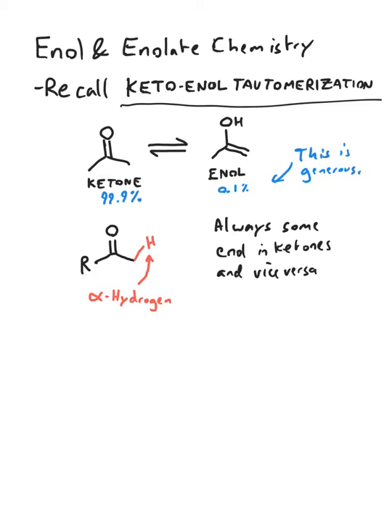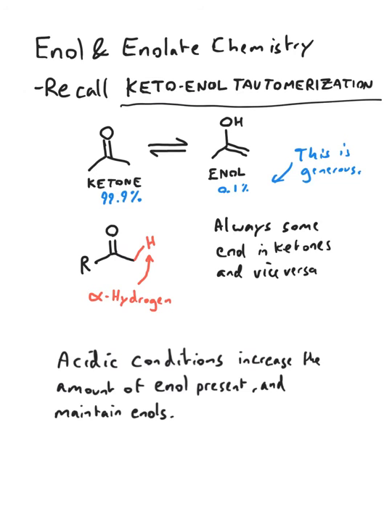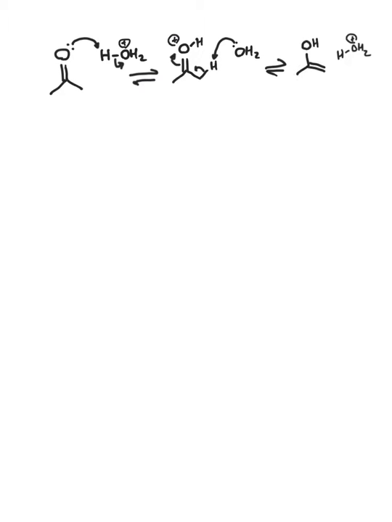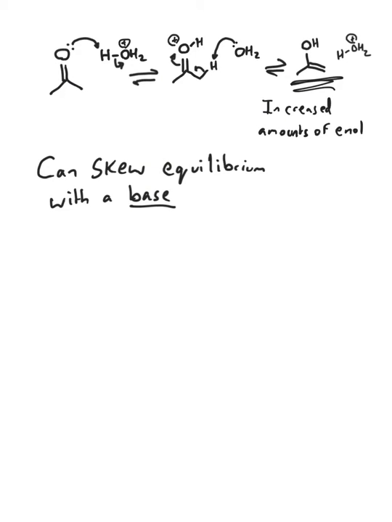However, we can increase the amount of enol available by changing the conditions. For example, under acidic conditions, there will be more enol than you would expect. Why is this? Well, under acidic conditions, a ketone will get protonated, favoring this tautomerization to form an enol. However, if you really want to skew the equilibrium, you add a base to your ketone.